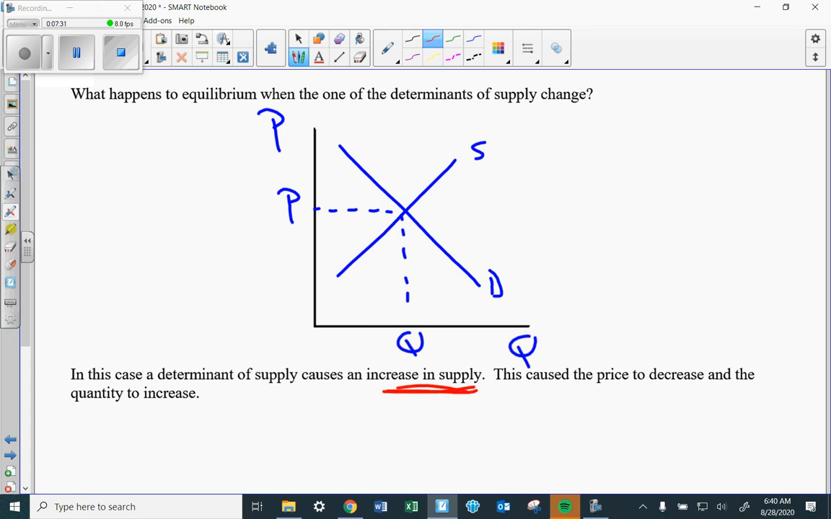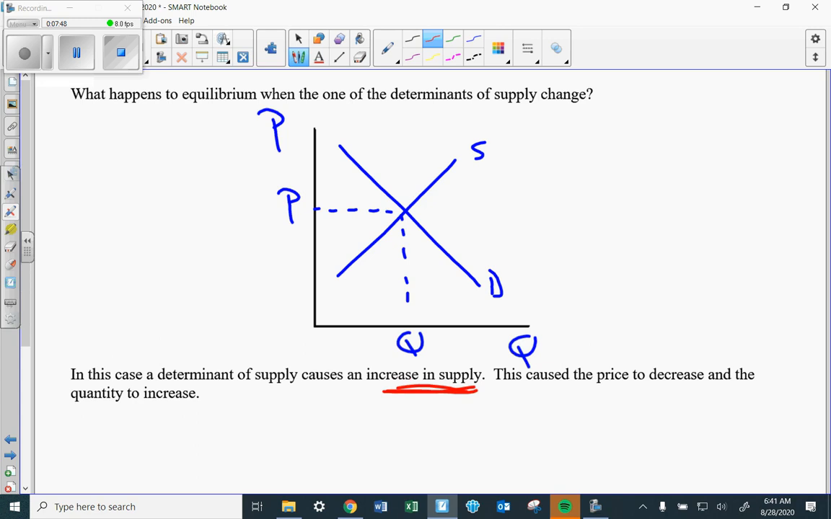Again, this could be one of the determinants: number of sellers, cost of inputs, all those ones that we went over in class. All those determinants, so 6 determinants in class. And what's going to happen, there's going to be an increase in supply. Okay, well, the first gotcha is which way is an increase?